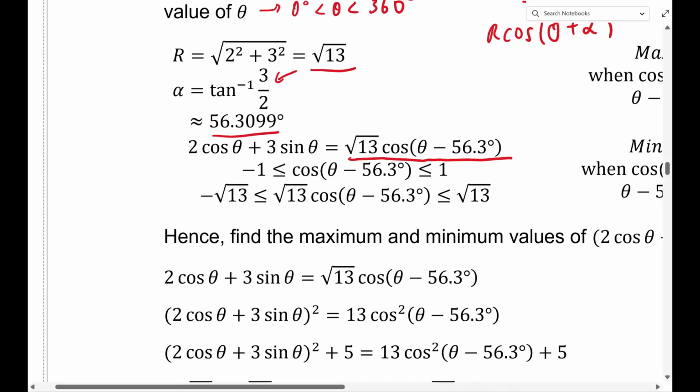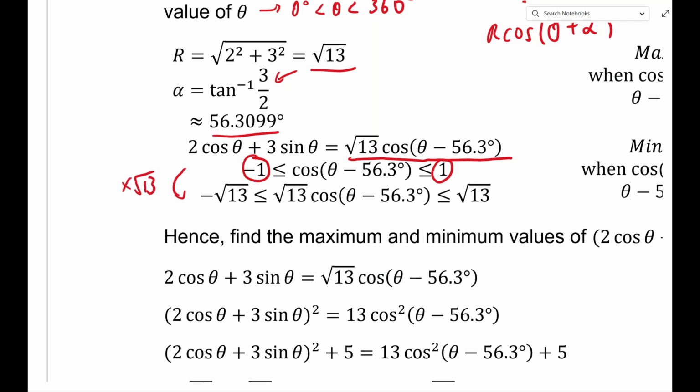So we'll start off by presenting cosine theta minus 56.3 in an inequality. Because we know the maximum value of a cosine x curve is 1 and the minimum value is negative 1. And from then on, we'll multiply the whole inequality by root 13, which is our R. Therefore, we'll end up with our maximum value of root 13 and minimum value of negative root 13.